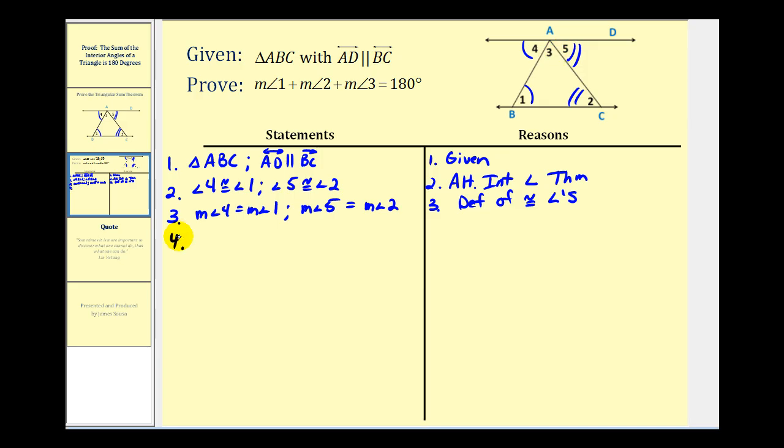So now we're going to say that the measure of angle 4 plus the measure of angle BAD, notice angles 3 and 5 form angle BAD, is equal to 180 degrees. And this is by the linear pair postulate.